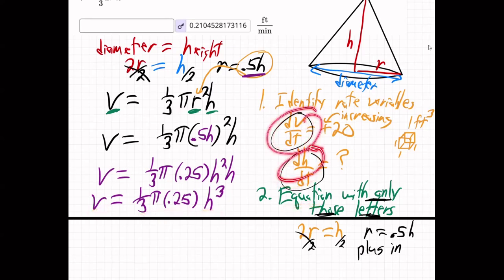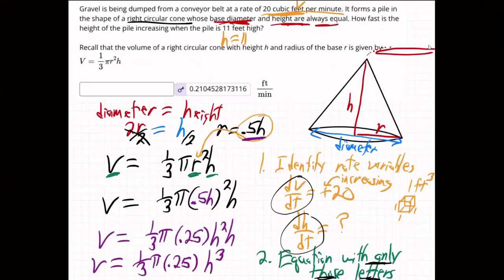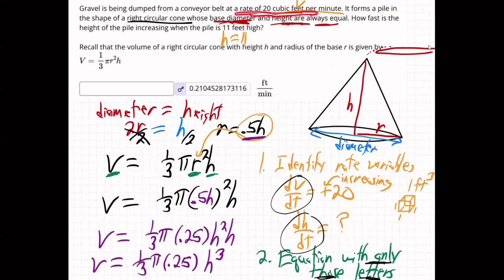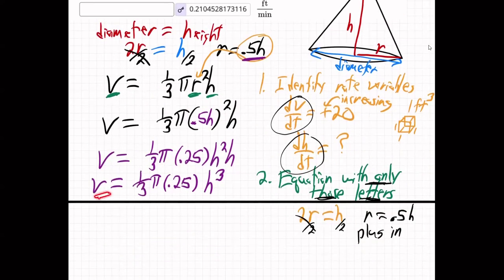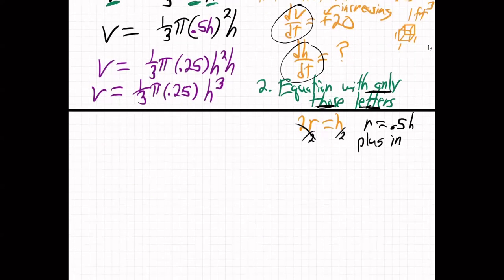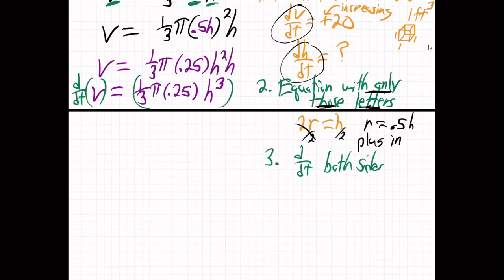V and H are my rate variables. So in step one, you identify your rate variables, the ones they mentioned in the problem. They talked about the rate dV/dt, and they asked how fast is the height of the pile increasing, dH/dt. So you've got to get an equation involving only those two letters. Got it. Step three, d/dt both sides. Take the derivative with respect to time.